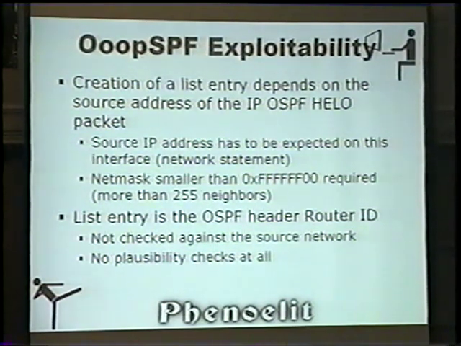Now, this list entry, this router neighbor entry, is very good because, first of all, we're allowed to send null bytes. And second, since the router ID could be any possible combination of 4 bytes, we are not restricted in what we are sending over. We can send whatever we want. Makes it a whole lot easier.